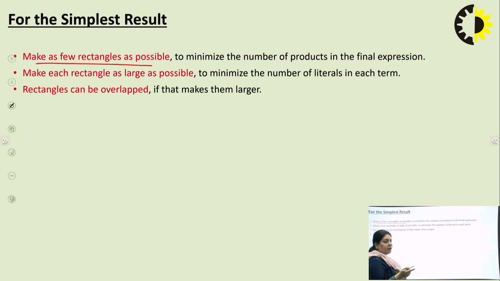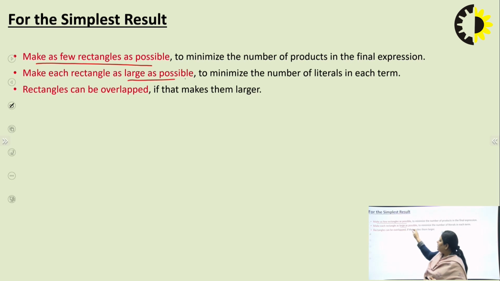So search first for the maximum number of ones that can be paired up into a rectangle. That could be 8, 4, then 2 and then 1. Then make each rectangle as large as possible. Again, group it. Rectangles can be overlapped, because if there is a larger rectangle of 8 and then we are making a pair of 2, it could be overlapping.